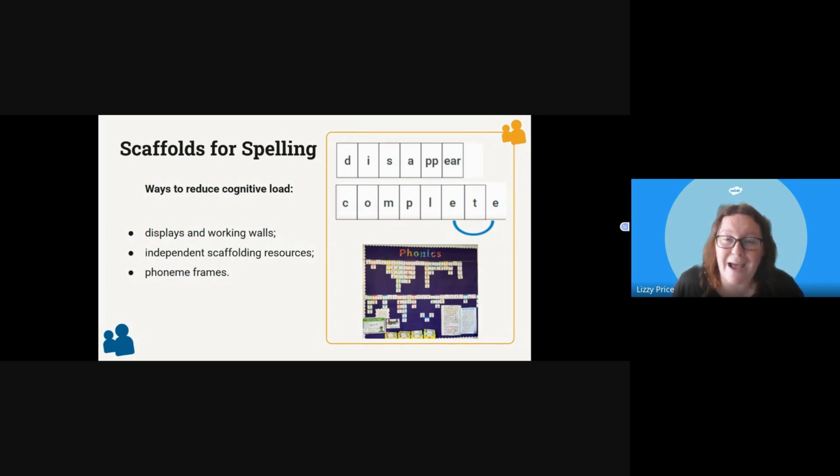You could also add to your growing sounds display, which you can see at the bottom of the screen here, with your spelling words, your common exception words and your spelling rules. This provides an anchor point again for learners when spelling at the point of writing, and it reduces the amount of information they need to hold in their working memory when writing words.